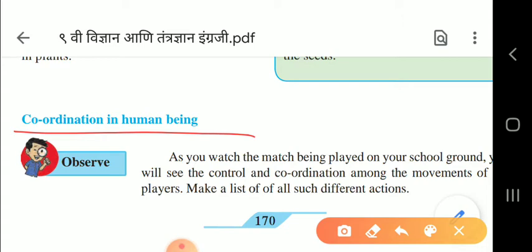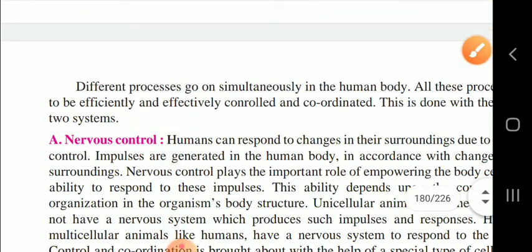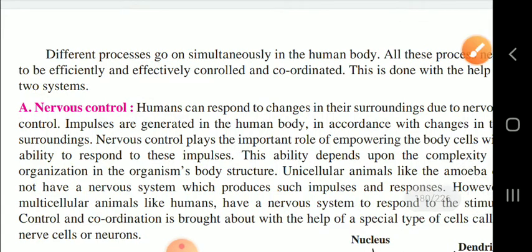Now here we will see the different processes which go on simultaneously in the human body. All these processes need to be efficiently and effectively controlled and coordinated. So this can be done with the systems, which we will see here. First we can see the nervous control.